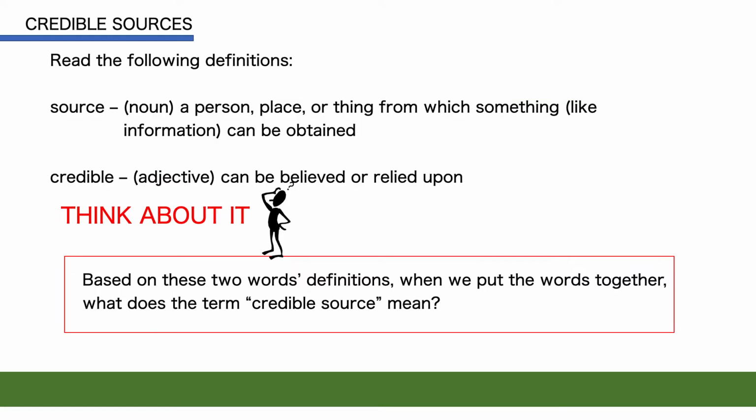Listen to the following definitions. A source is a noun. It's a person, place, or thing from which something like information can be obtained. The word credible is an adjective. That means it describes a noun. And credible means that something can be believed or it can be relied upon. So think about it. Based on these two definitions, when we put those two words together, what does the term credible source mean? Pause this video and answer this question in number 1 in the Canvas assignment.